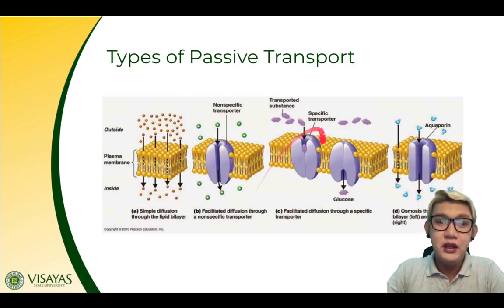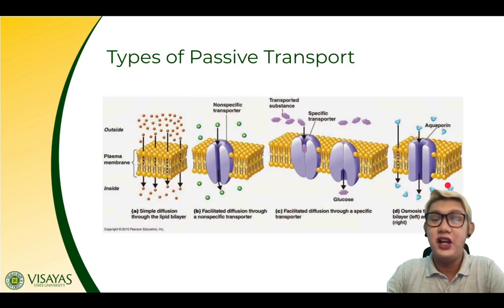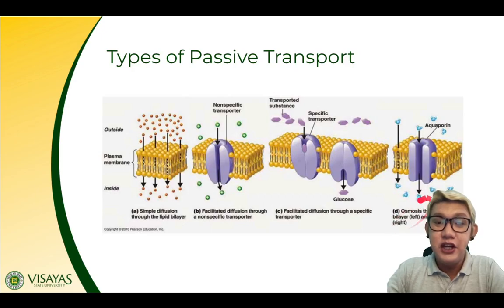Now, water molecules could easily pass through the membrane. Some could pass through the membrane, but the majority of the water will pass through the channel proteins called aquaporins that are embedded in the cell membrane. The process of the flow of water from an area of higher concentration to an area of lower concentration is what we call osmosis. Now the flow of water is inversely proportional to the flow of solute.